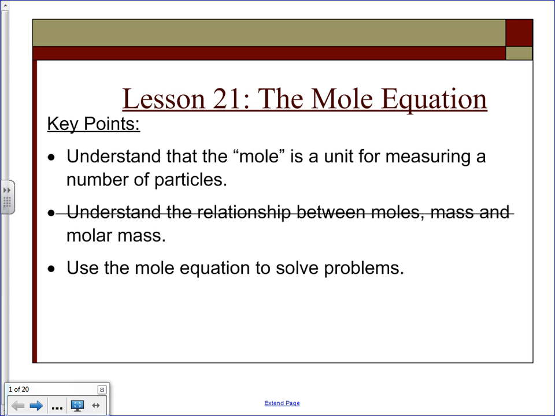Okay? All right, so for today, we are looking at the mole equation. This is the last thing in this unit. So this week, Monday, Tuesday, Wednesday, Thursday, this is what we're going to be working on. This is very much a skill-based concept, so it's going to require some practice. That's why we're spending 4 class periods on it.